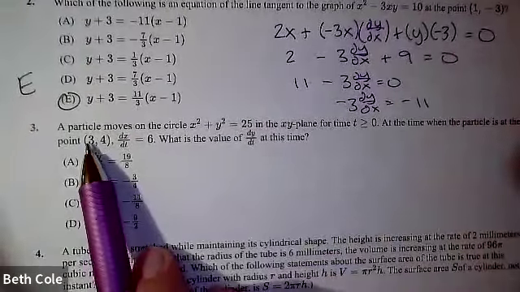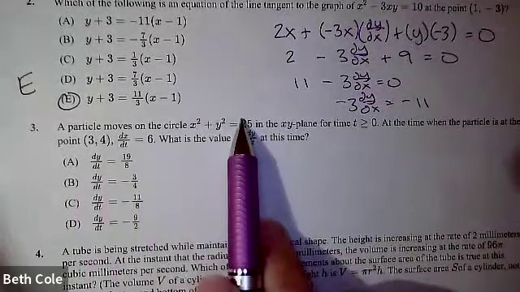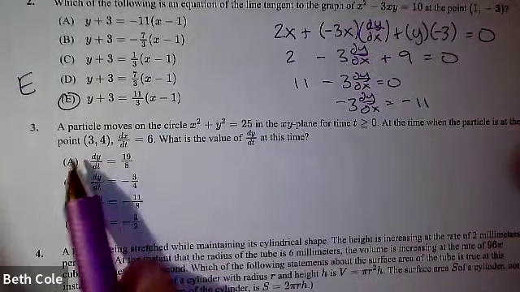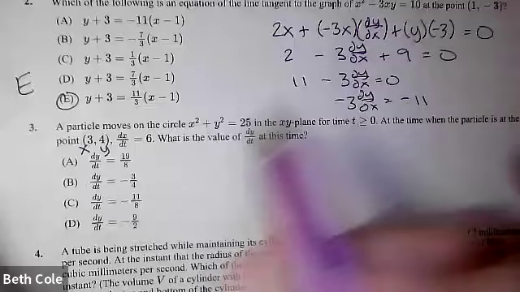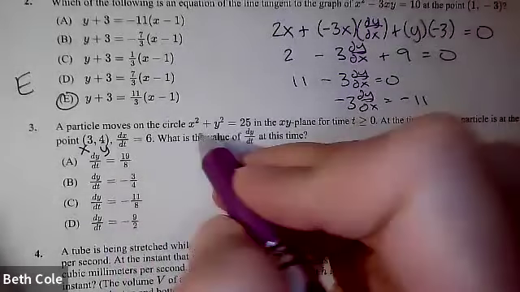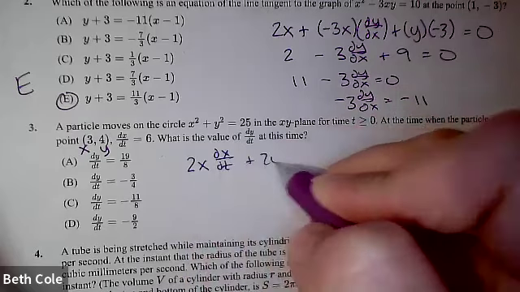All right, here is particle motion. Well, it's particle motion, but it's really a related rate. They're saying a particle is moving according to this equation. We have a point (3, 4), so x is 3, y is 4. We have dx dt, we want dy dt. So we're going to do our derivative with respect to time.